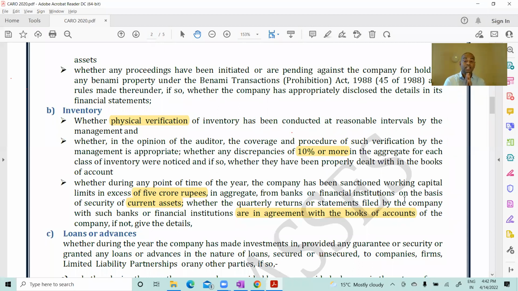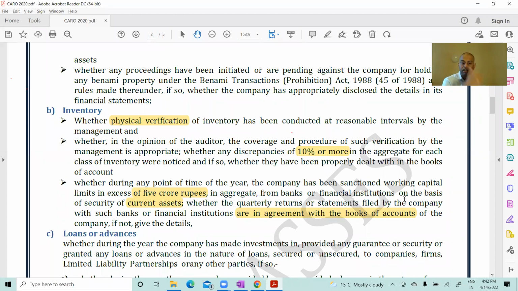That means if your company has a working capital limit from a bank or any financial institution, a working capital loan of more than 5 crores, which is secured against the current assets, when you are submitting stock statements and schedules to the bank, the auditor will come and verify what is the statement you have submitted and what is the actual amount in the books of account. If there is anything wrong, he will mention that in the CARO report.